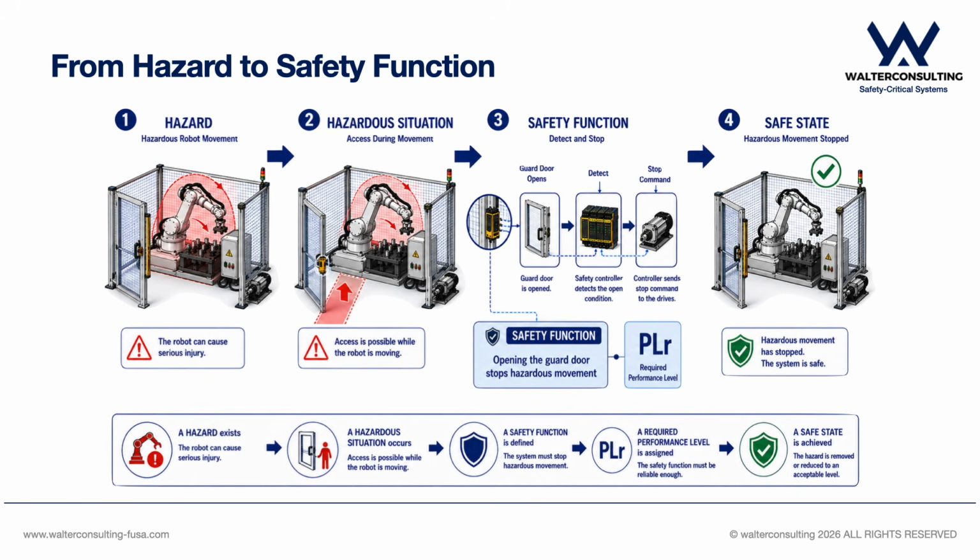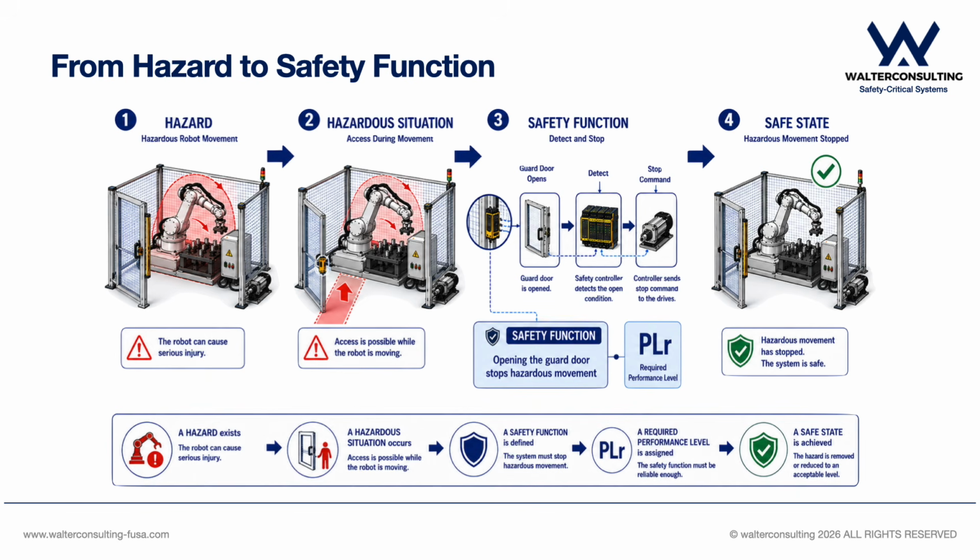We can therefore define our safety function in simple terms. Opening the guard door must stop the hazardous robot movement. This definition gives us a clear relationship between an initiating condition and the required safe reaction of the machine. In a real engineering project, of course, the specification would normally contain additional details. Engineers may need to define stopping behavior, response times, operating modes, reset conditions, interfaces, and other requirements relevant to the specific machine. But the fundamental idea remains the same. A safety function describes what the safety-related control system must do to achieve or maintain a safe condition.